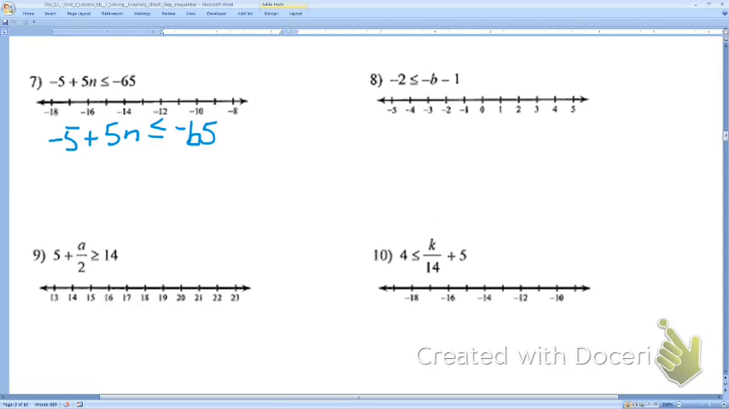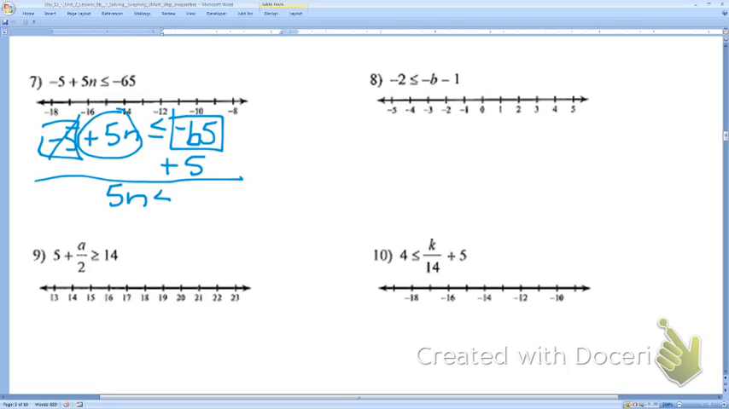Okay, I've copied the problem. Here I have a constant. There's my variable term. There's my constant. So I need to combine like terms, so bring my 5 on this side of the problem. 5n is less than or equal to negative 60. They were opposite signs, so I had to subtract. Divide both sides by 5. So n is less than or equal to negative 12.